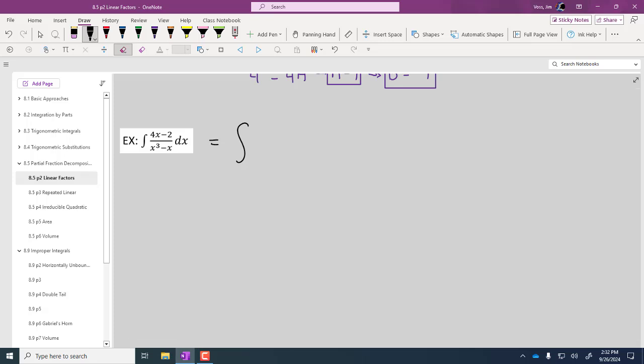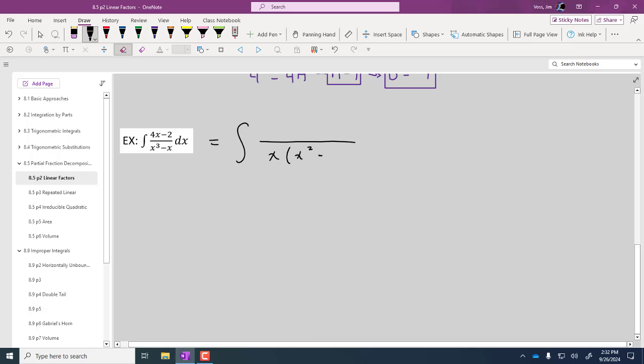Okay, let's try this one. The first thing we want to do is, so you saw that the denominator in the last one was already factored. So when we start PFD, we want to have that denominator factored. So that's going to be our first step here. So first we'll factor out the x. And we want to factor all the way down till we can't factor anymore. That is a quadratic that is reducible.